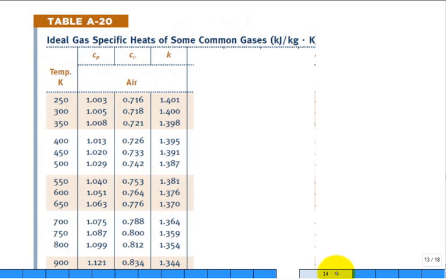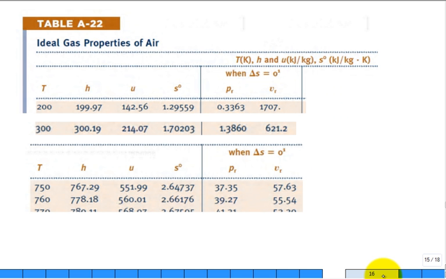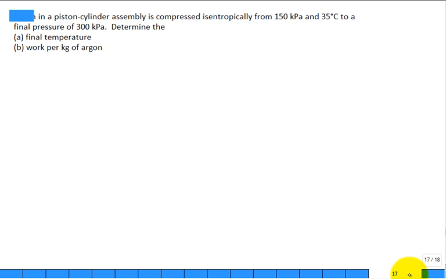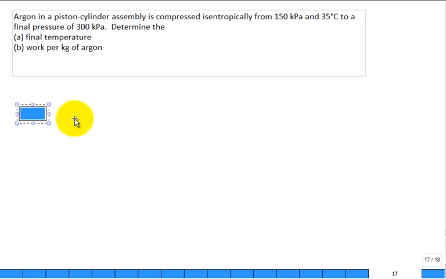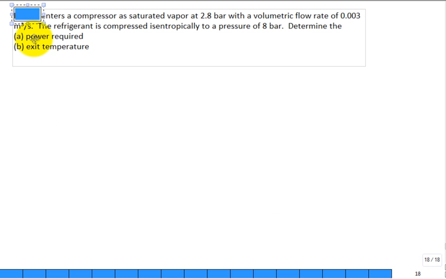I had more problems that I wanted to answer, but I have 2 problems that I'm ready to talk about today, and I have a page handout for you. So let me hand this out. Go ahead and just solve one of the 2 problems. Solve either this one, right here, where you have argon and a piston cylinder assembly, or the next problem where you have refrigerant 134A entering a compressor. Okay? I'm going to go ahead and stop and let you guys solve it and turn it in.